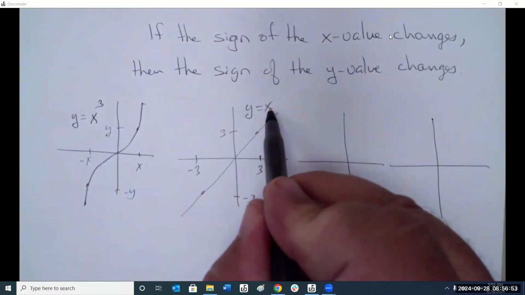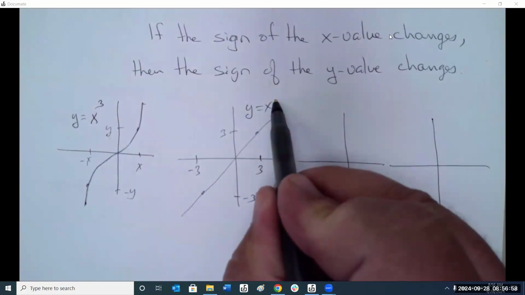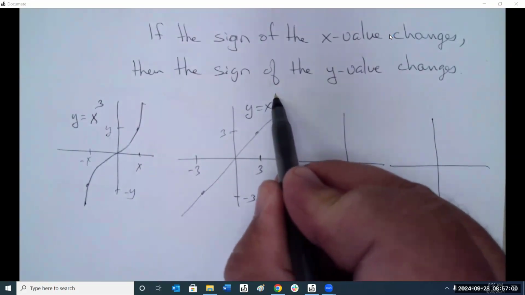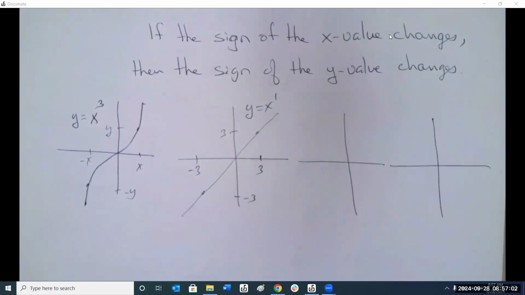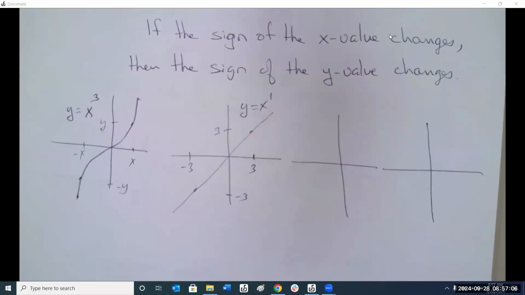What's the power of this one? What's the degree of this one? If there's nothing there, what number's up there? 1. Another one. Which one?